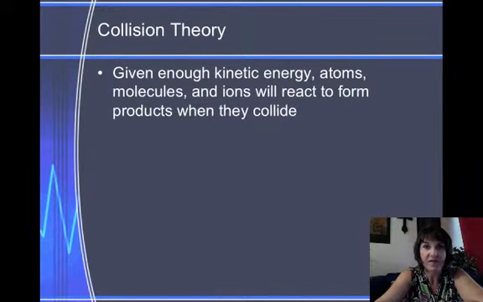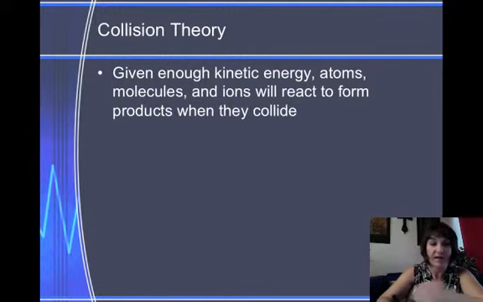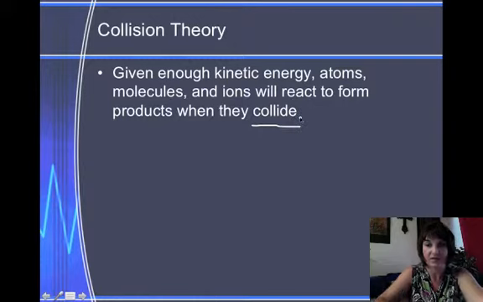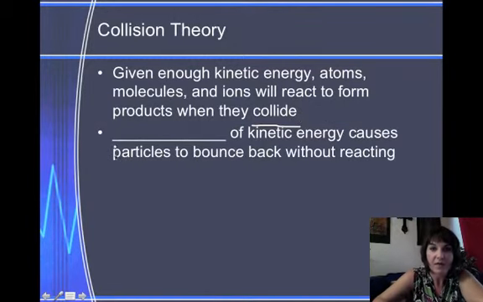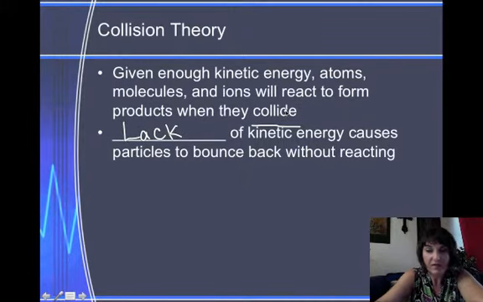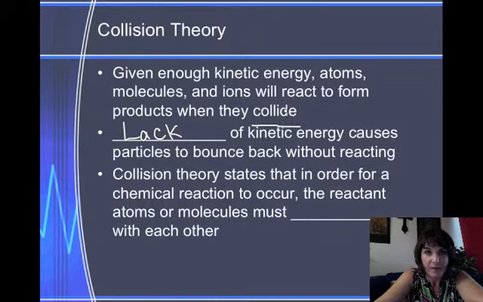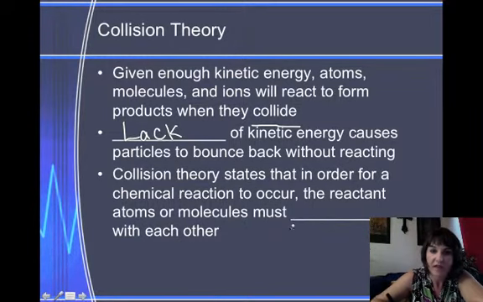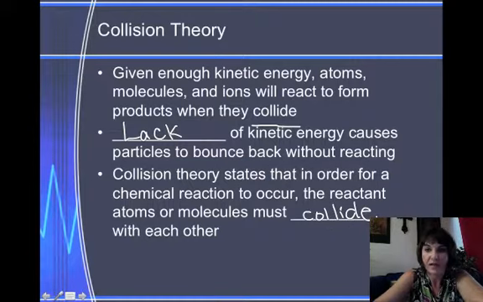So collision theory says that given enough kinetic energy, atoms and molecules, or ions, will react to form products when they collide. Right? They have to smack into each other first before they can react. And of course, if we have the wrong amount of kinetic energy, the particles will bounce back without reacting. So if we have not enough, and even if we have too much, then they won't react. Collision theory states that in order for a chemical reaction to occur, the reactant atoms or molecules must first collide with each other. So that's what the collision theory is all about.